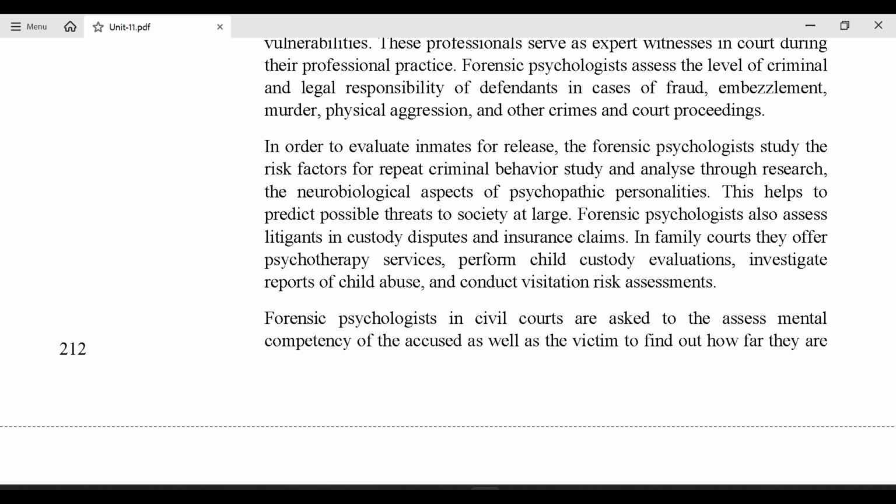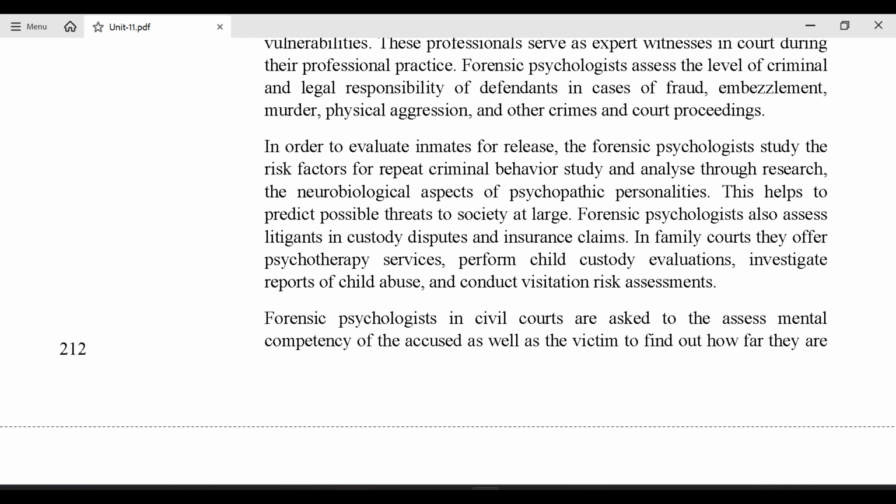Forensic psychologists assess the level of criminal and legal responsibility of defendants in cases of fraud, embezzlement, murder, physical aggression, and other crimes and court proceedings. In order to evaluate inmates for release, the forensic psychologists study the risk factors for repeat criminal behavior, and study and analyze through research the neurobiological aspects of psychopathic personalities. This helps to predict possible threats to society at large. Forensic psychologists also assess litigants in custody disputes and insurance claims.